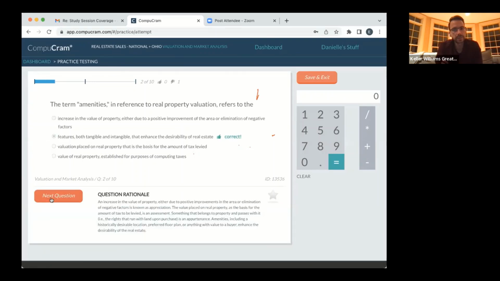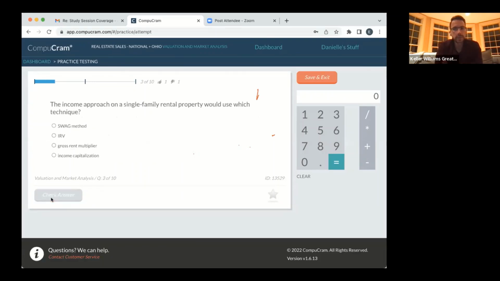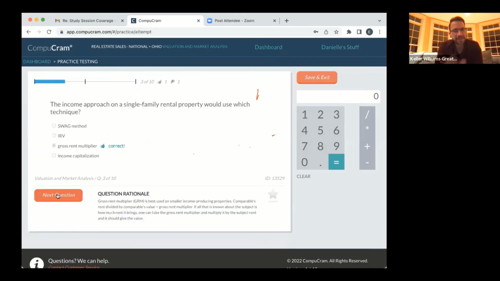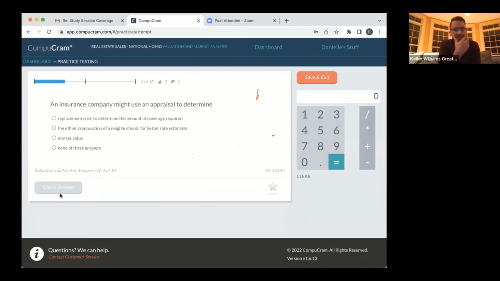We'll move forward here. Next one, the income approach of a single family rental property would use which technique? The swag method, the IRV, the gross rent multiplier, or the income capitalization? Citrina is saying A. The gross rent multiplier is correct. I wish it was A. Moving on. We all got that one.